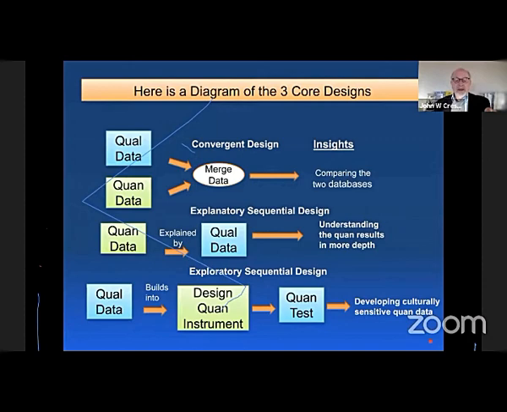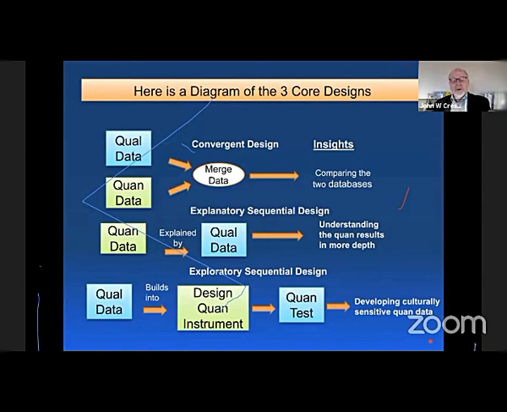The third design is an exploratory sequential design. We're going to explore first by gathering qualitative data. And then we're going to build, say, a survey instrument or experimental procedures, or maybe even a website that we then test out quantitatively in the final phase. Now, what this means is that the survey instrument is going to be sensitive to the population and the sample we're studying, because we begin by gathering qualitative data to understand the problem.